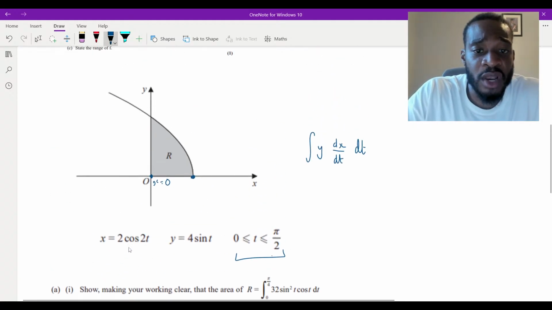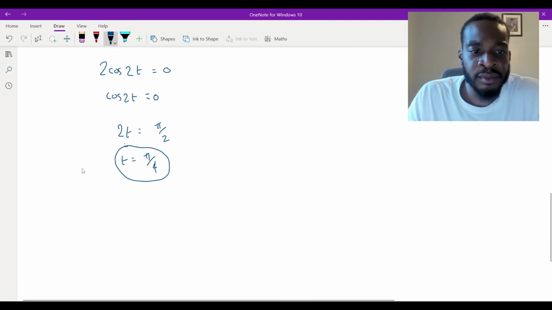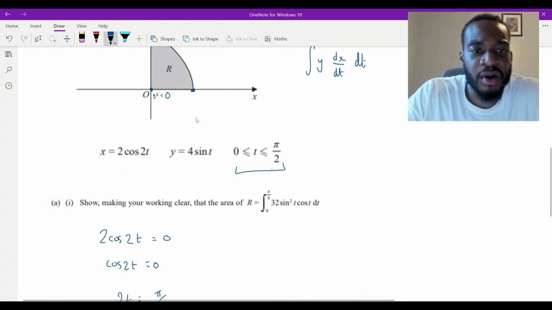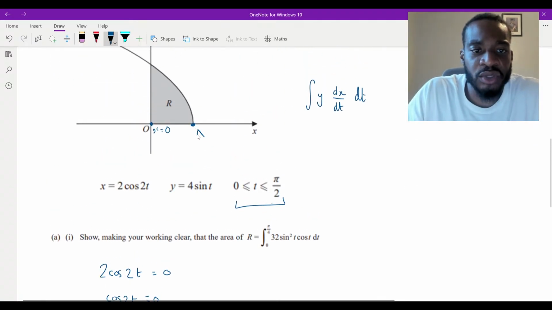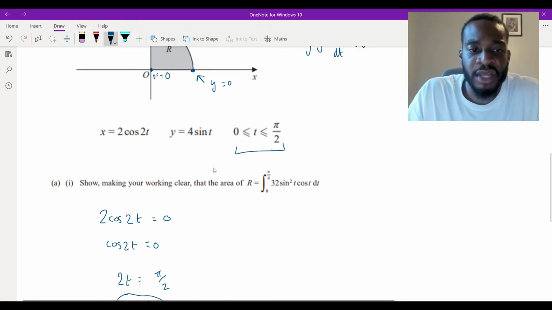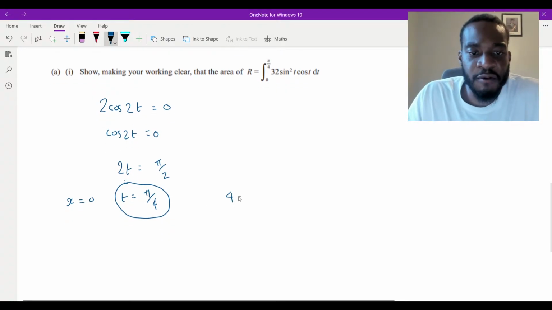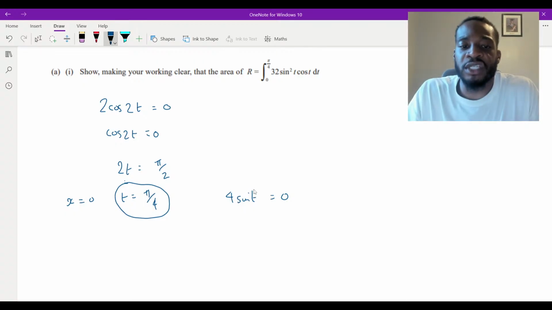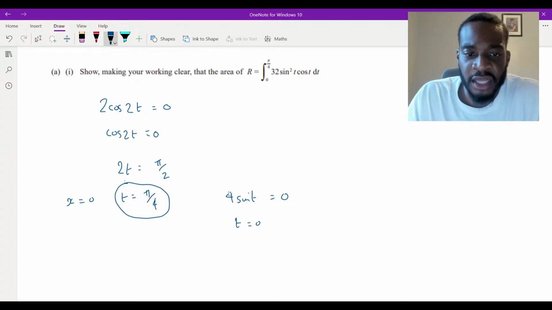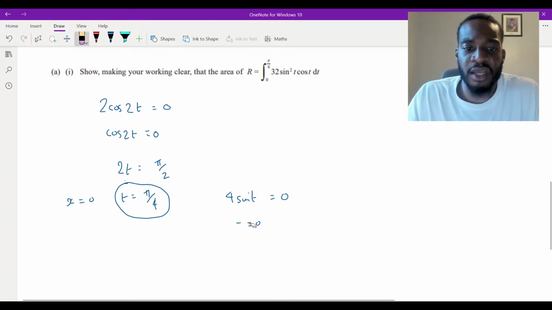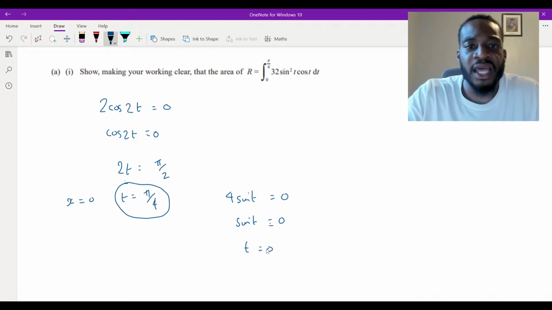So therefore t equals pi over 4, and remember, this is the lower limit. This is when x equals 0. So I'm going to say x equals 0, t equals pi over 4. And to get the other limit, this is when y is equal to 0. So what's the value of t when y equals 0? Well, 4 sine t has to equal 0. Divide by 4, so sine t equals 0. Sine inverse of 0 is 0, so t is equal to 0. Again, that's within the range.